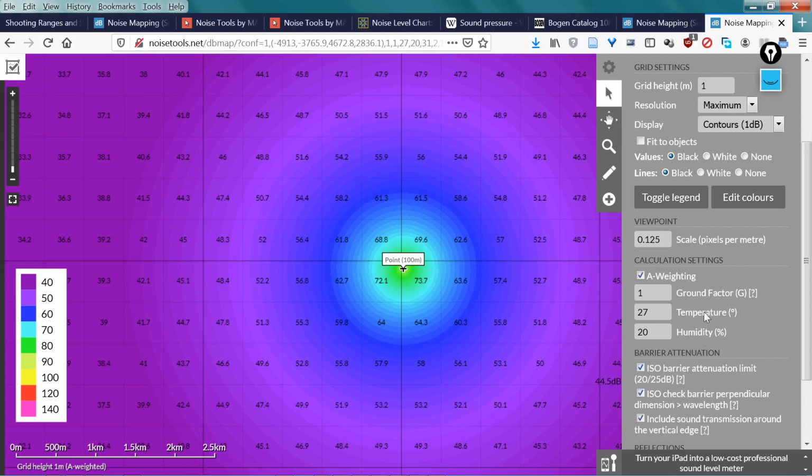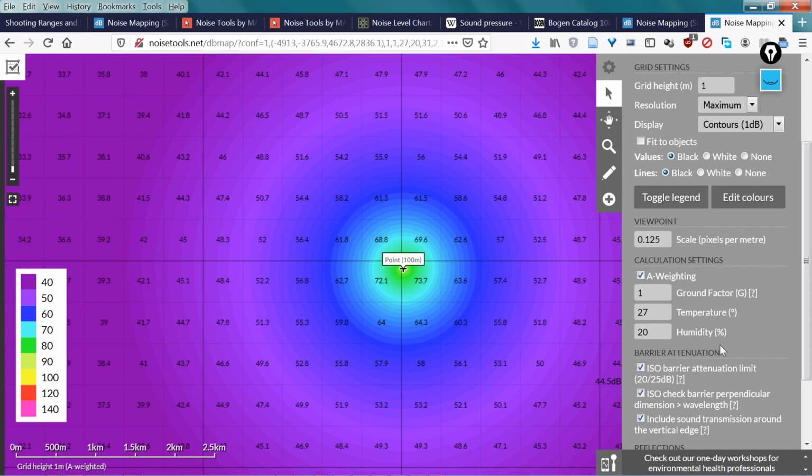Oh, and also while we're here, notice that I'm running most of these models at 27 degrees Celsius, which is about 80.6 Fahrenheit, and 20% humidity. And the elevation of Vegas would have some effect on this, but I don't know exactly how much.